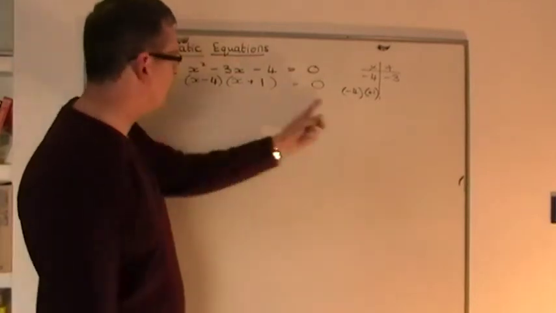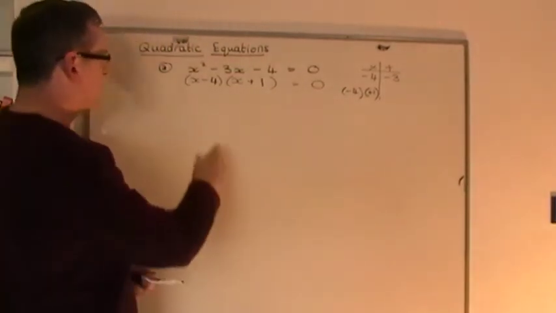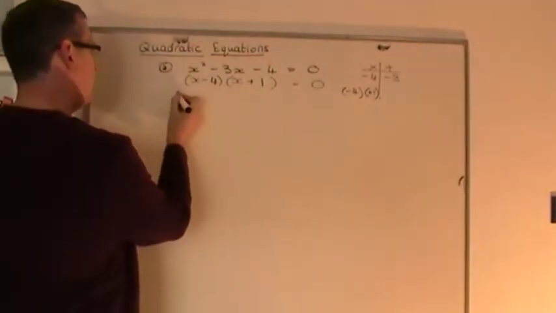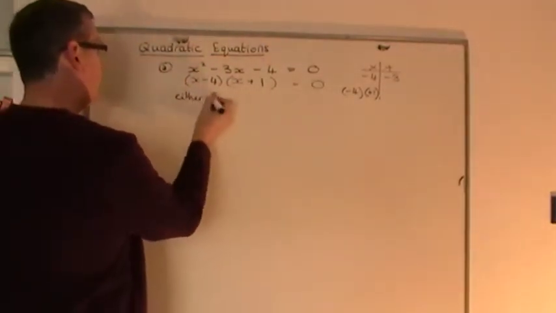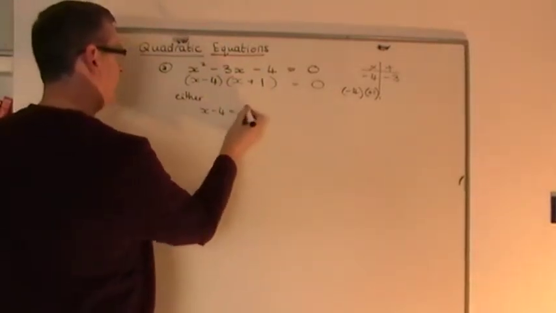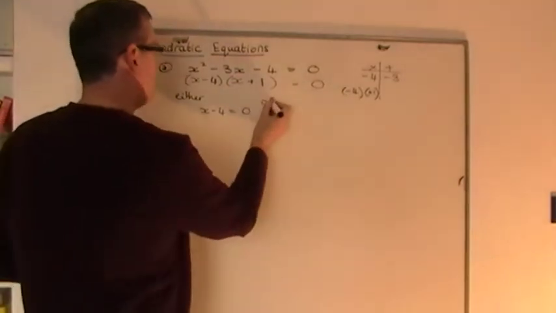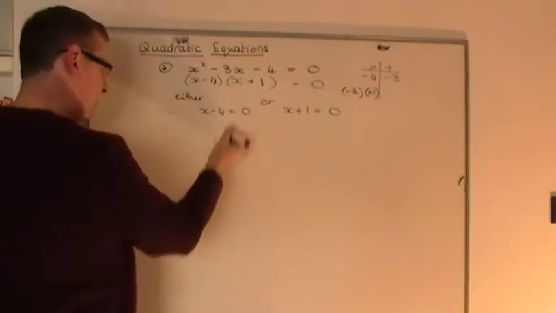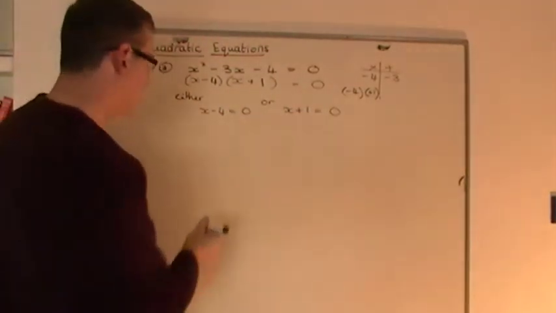So there we go, we've factorised the left hand side. So the equation now reads bracket times bracket equals 0. So we can now say we have two things multiplied together to give an answer of 0. So either x minus 4, the first one, equals 0, or the second bracket, x plus 1, is equal to 0. This now gives us two separate answers for x.